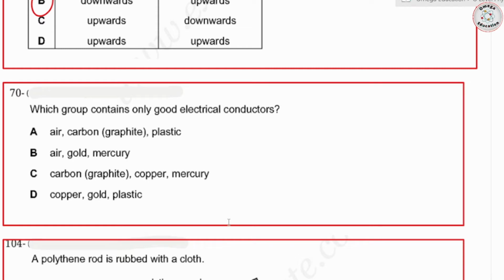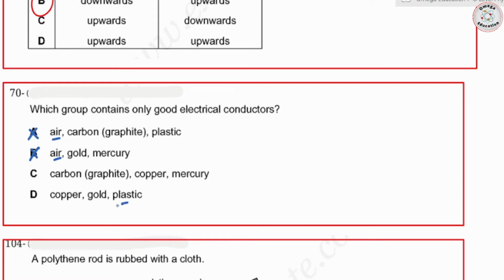Here we have: which group contains only good electrical conductors? One of the topics of this chapter is the difference between electric conductors and insulators. So we have to select a set of objects that contain only good conductors. Air is not a good conductor, so you can discard options A and B.